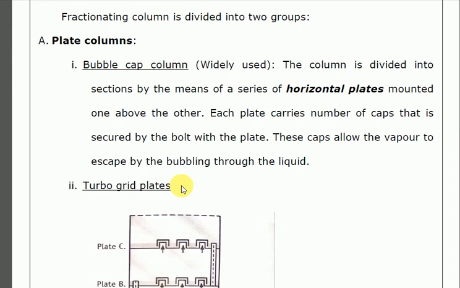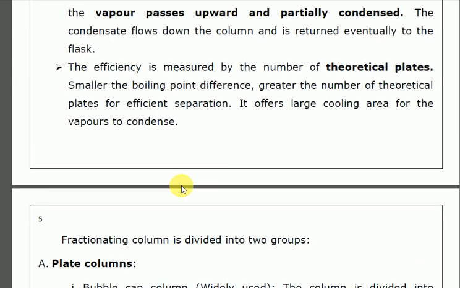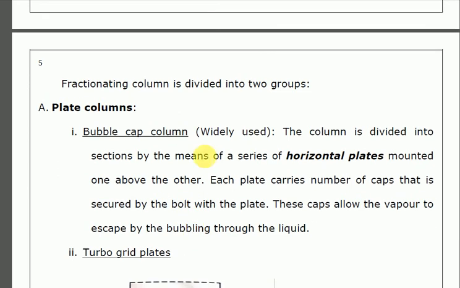Because of that, as you increase the surface area, the evaporation and condensation will also increase, the cooling will take place more efficiently, and the separation will be more efficient. Now, the fractionating column is divided into two types. Plate column is the first one and the second is the packed column. I already explained this.